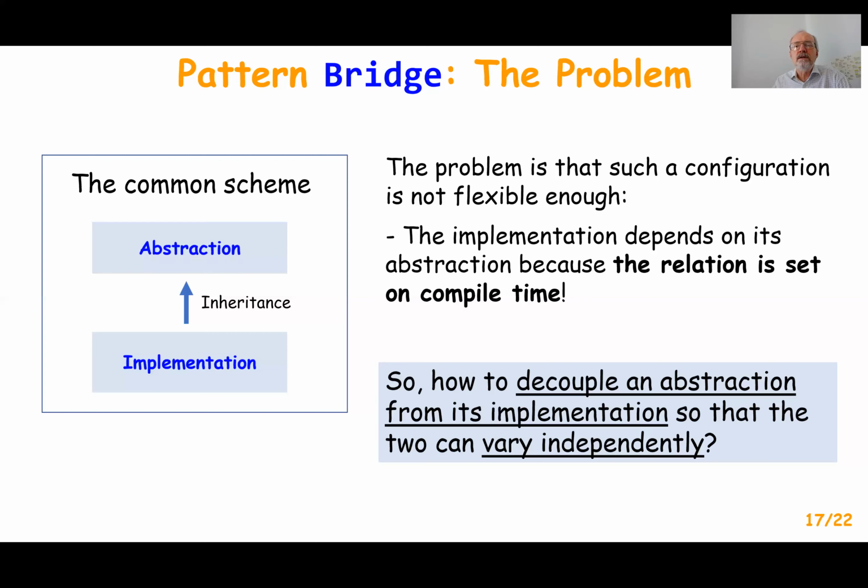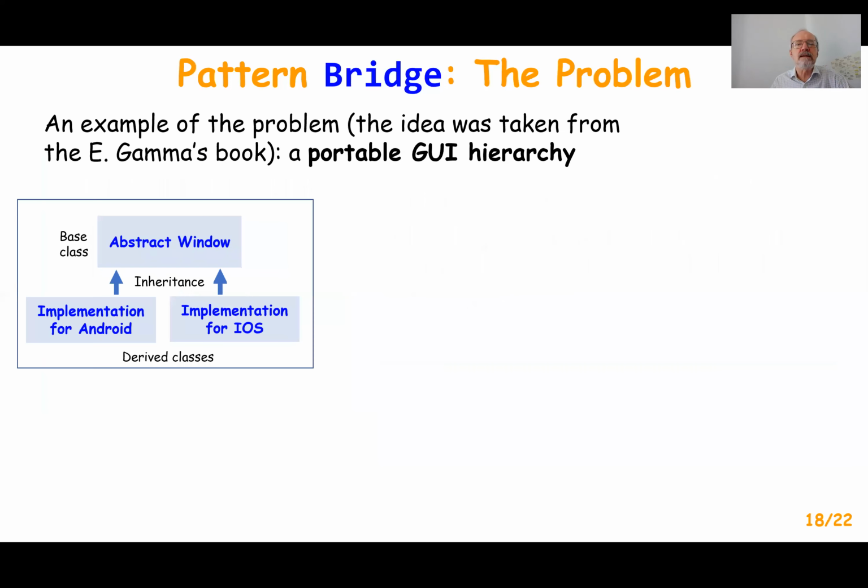So let's go on. How to decouple abstraction from the implementation so that the two can vary independently? Now they are strongly connected to each other. Implementation implements abstraction, and we cannot change this thing. The idea behind the bridge pattern is to decouple these two things so that they can evolve independently. Look at the next slide.